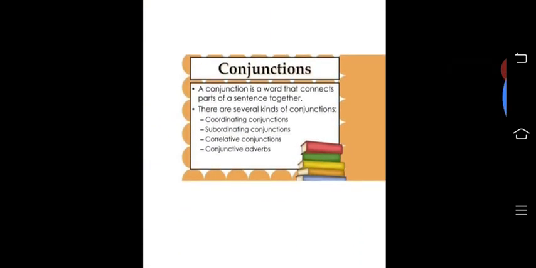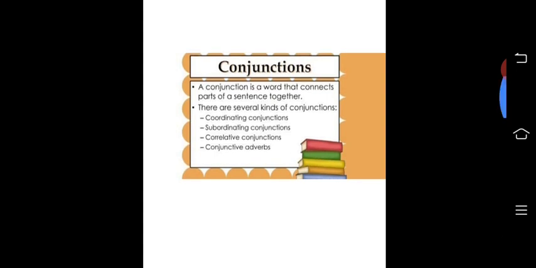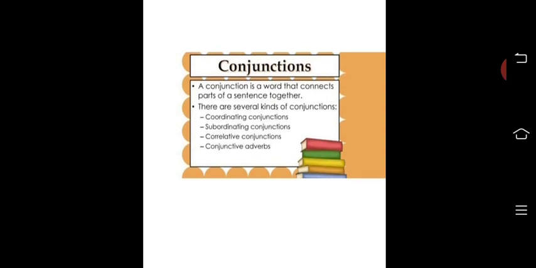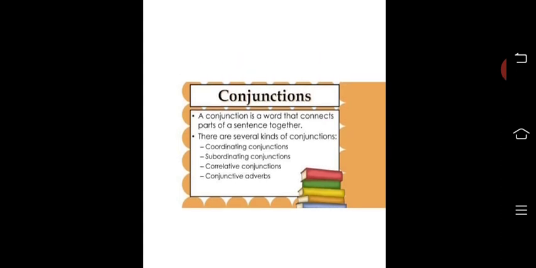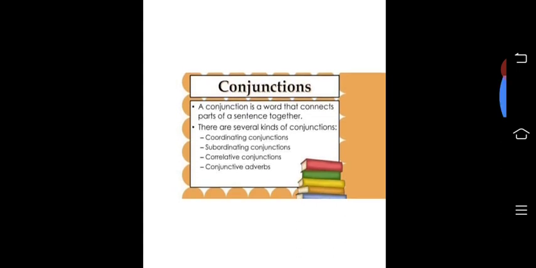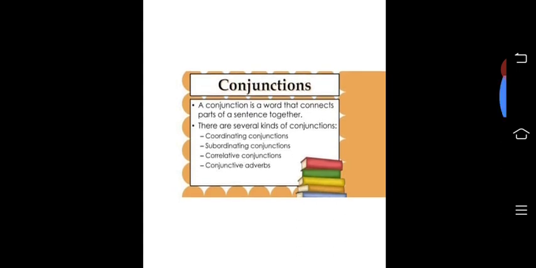Okay, conjunctions. So how can we pronounce this? Some of the students or some of the teachers may say it incorrectly. That's wrong. Conjunction is the correct pronunciation. Later I will show you the phonetic description for this. A conjunction is a word that connects parts of a sentence together. There are several kinds of conjunctions: coordinating conjunctions, subordinating conjunctions, correlative conjunctions and conjunctive adverbs.